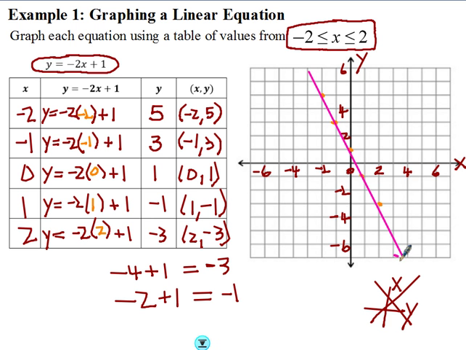And I want to make sure that I have these arrows so that it is a line. Lines should have arrows on both sides, to show that they're extending infinitely. And you always want to label your line. And your line equation is y is equal to negative 2x plus 1. That's what we had from the problem. You always want to label the equation from now on. And that's graphing the line.